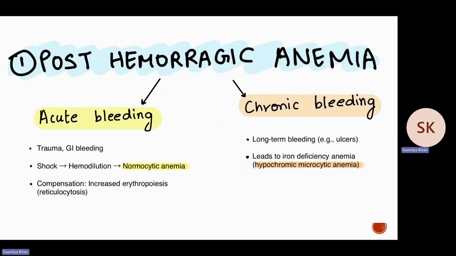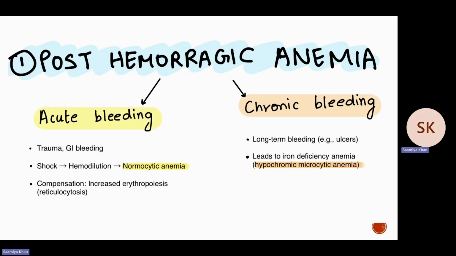Starting off with post-hemorrhagic anemia, this happens because of blood loss. That could be either acute or chronic. Acute bleeding, which is caused by trauma or GI bleeding, means severe blood loss can lead to shock. If we follow hemodynamics, we know that shock is decreased perfusion, low blood pressure in the tissues. So we do a fluid infusion, and that can lead to hemodilution. The body starts compensating for this hemodilution by increasing red blood cell production, which is reticulocytosis.